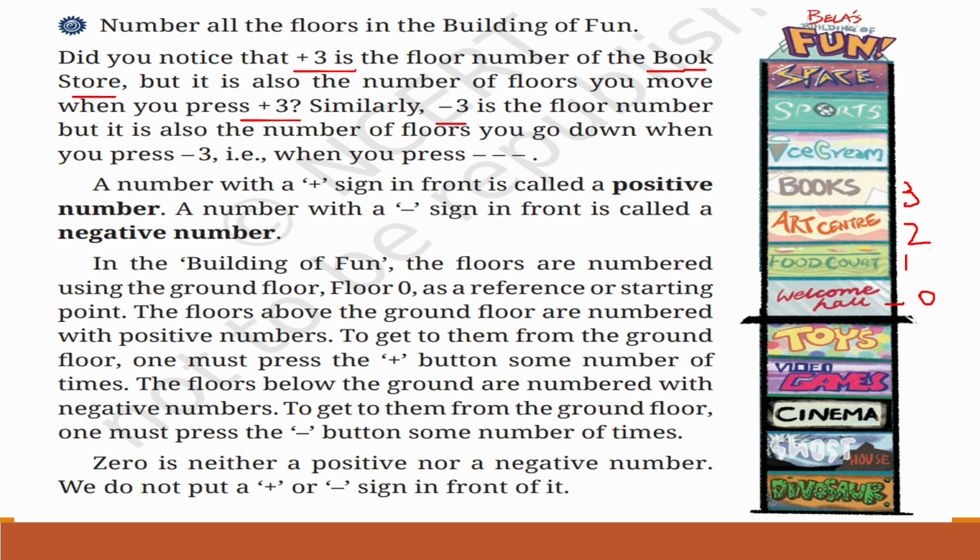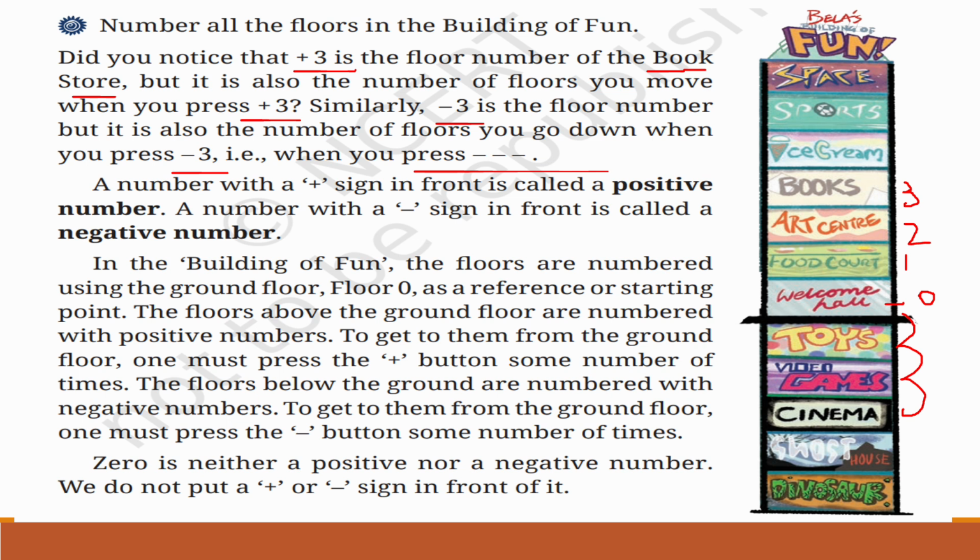Similarly, minus 3 is a floor number, but it is also the number of floors you go down when you press minus 3. That is when you press minus three times. See, when you press minus 3, where will you reach? See, 1, 2, 3. When you press minus 3, you will reach the cinema.